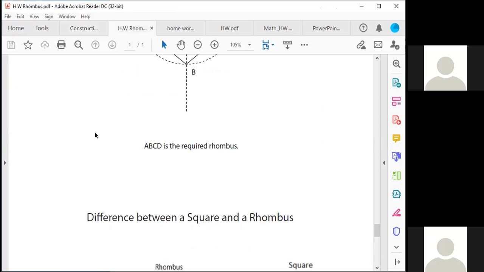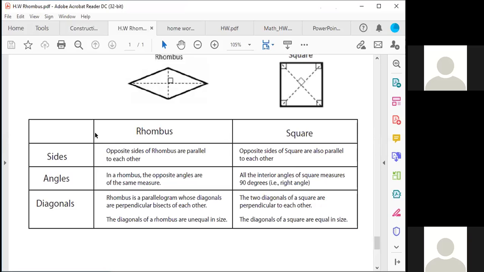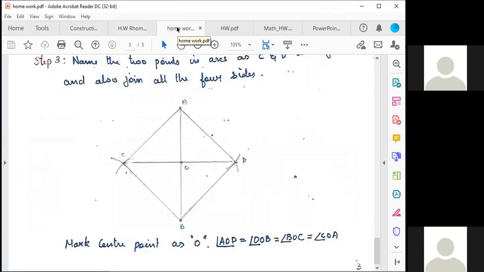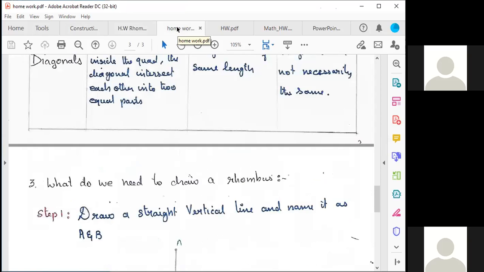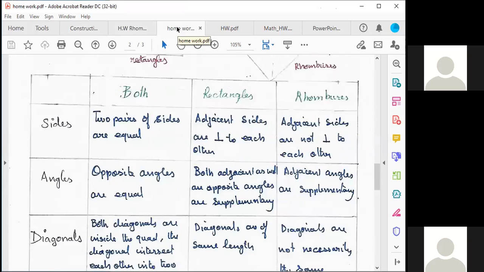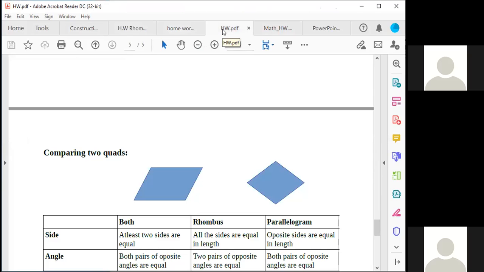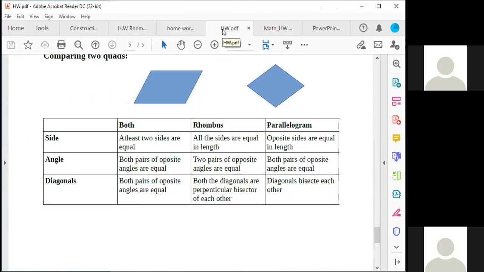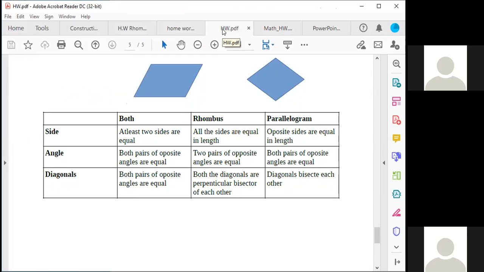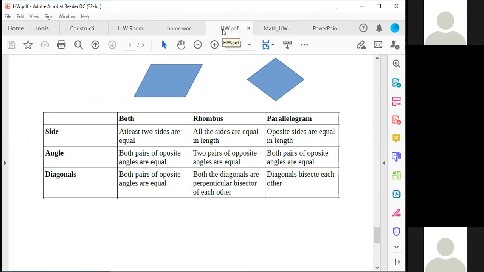So let's now look at, okay, so this is rhombus and square. Let me just check if there are any more. Okay, there is no more here. Okay, here. This is rectangle and rhombus. I'm just trying to see if there are any more parallelogram and rhombus here. Parallelogram and rhombus. Okay. All sides are of equal length. Opposite sides are equal in length. So again, when you look at both, it's not at least two sides are equal. It is same as what is there for parallelogram. Both pairs of opposite sides are equal. Okay.